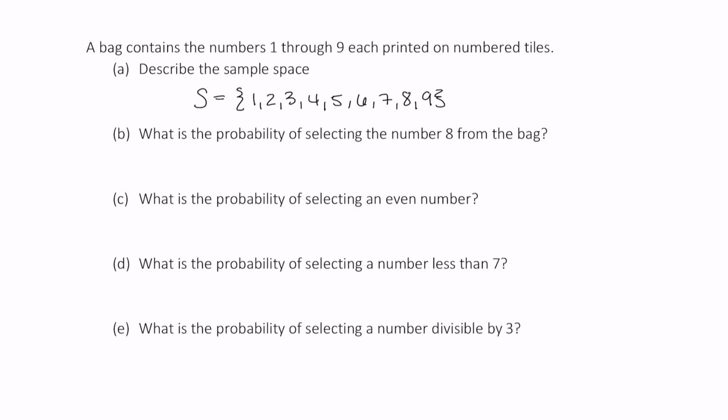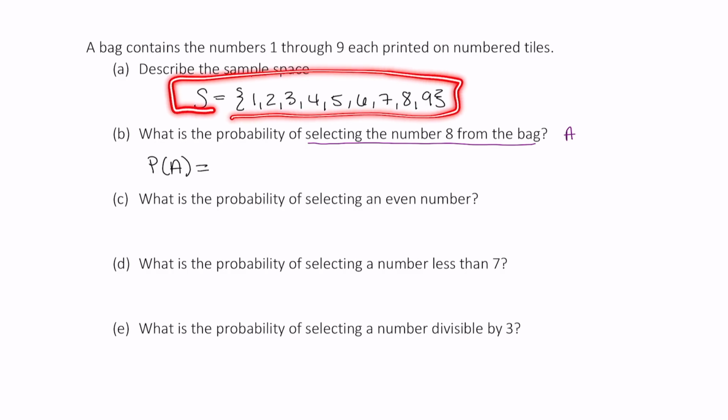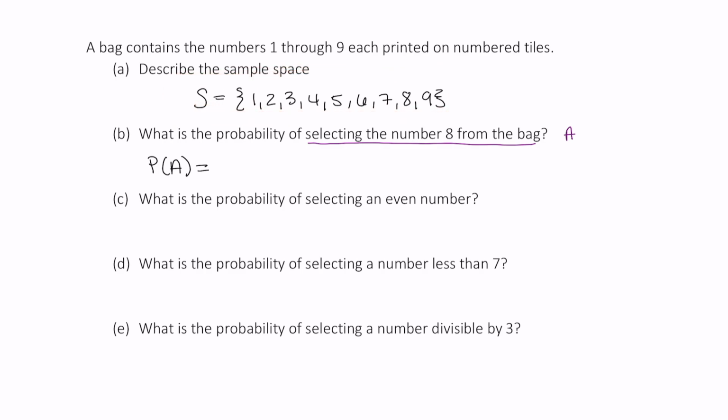Next, let's find the probability of selecting the number 8 from the bag. I'm going to call this event, that is, selecting the number 8 from the bag, event A. So in probability notation, the probability of A is equal to, well, let's take a look at our sample space here. How many 8s are in our sample space? If you said 1, you're correct.